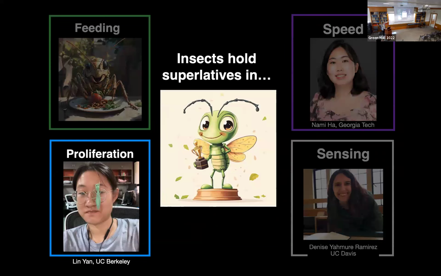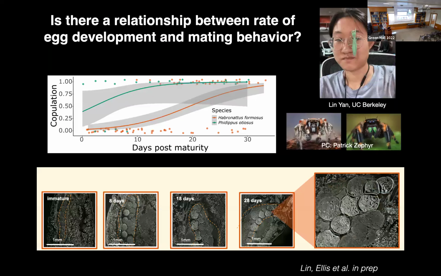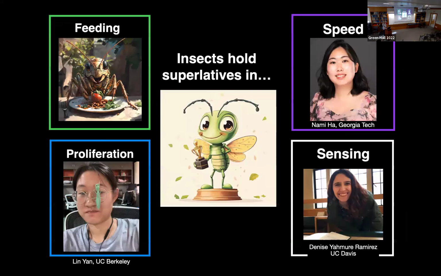Something else we're looking at, very briefly, is my colleague Lynn, a graduate student at UC Berkeley, who is using 3D imaging to study egg development. I know spiders aren't insects, okay, but we're going to talk about them. In different species of spiders that have different mating behaviors, she's studying egg development and maturation, which has been interesting to be a part of as well.